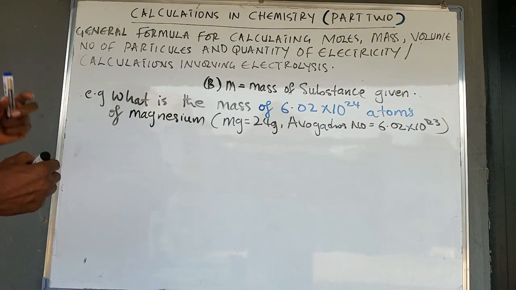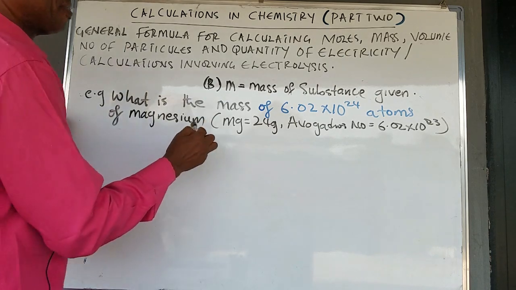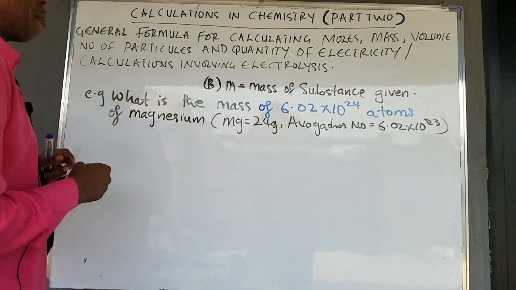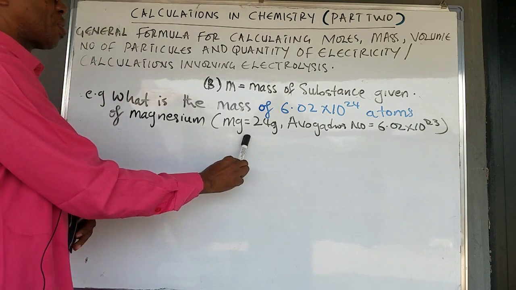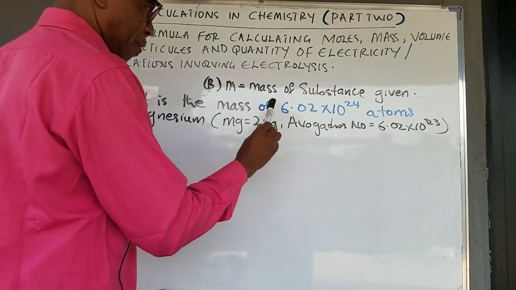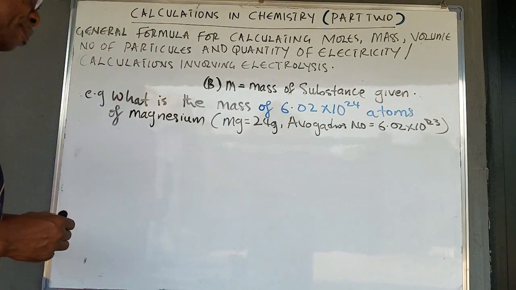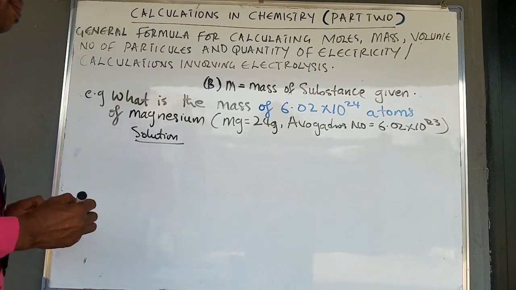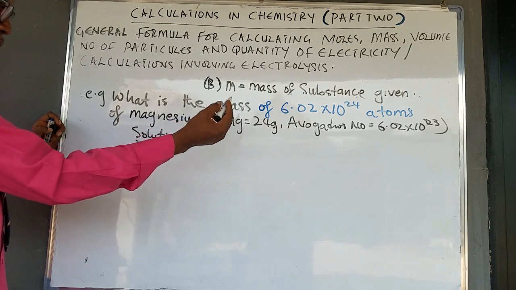Now let's look at another interesting SSC question. They said, what is the mass of 6.02 times 10 to the power 24 atoms of magnesium? And they gave us the molar mass of magnesium, which is very, very important to solving any question that has to do with mass. They also gave us Avogadro's constant, which is 6.02 times 10 to the power 23. Like I said, by the time you're through with this series, chemistry will become a very simple thing for you, mostly in calculations. So what do you do here?